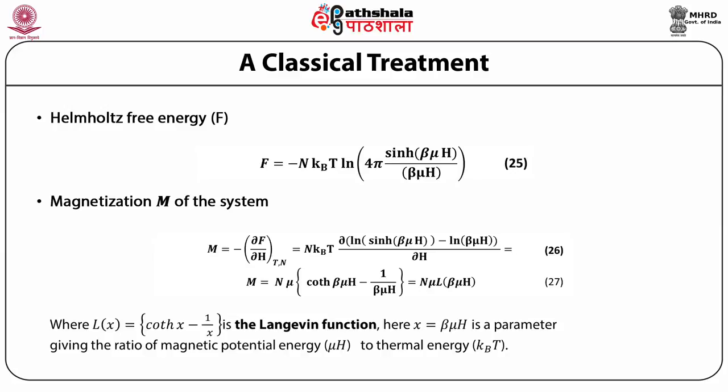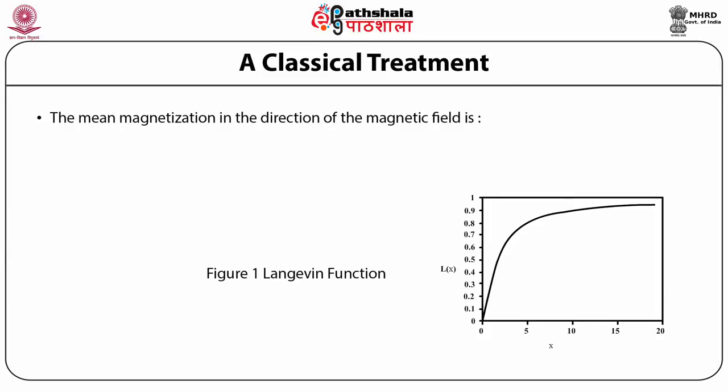Here x = βμH is a parameter giving the ratio of magnetic potential energy μH to the thermal energy k_B T. The mean magnetization in the direction of the magnetic field is M/n = μ{coth(βμH) - 1/(βμH)} = μ L(βμH). This function is drawn in figure 1.